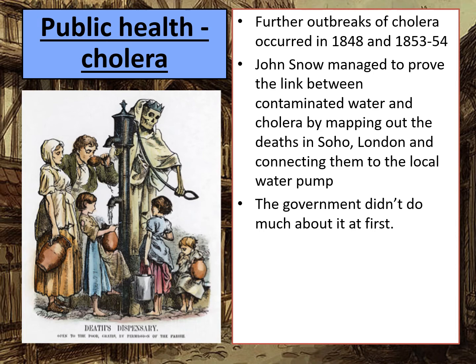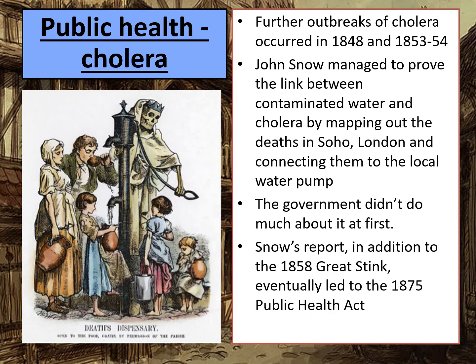So this is something that killed 50,000 in 1831, and by the time we get to 1854, it's killed over 100,000 people, and obviously people were incredibly scared of it. Now, there's a man called John Snow who managed to actually work out what caused cholera, and he did this by mapping the deaths of cholera victims.